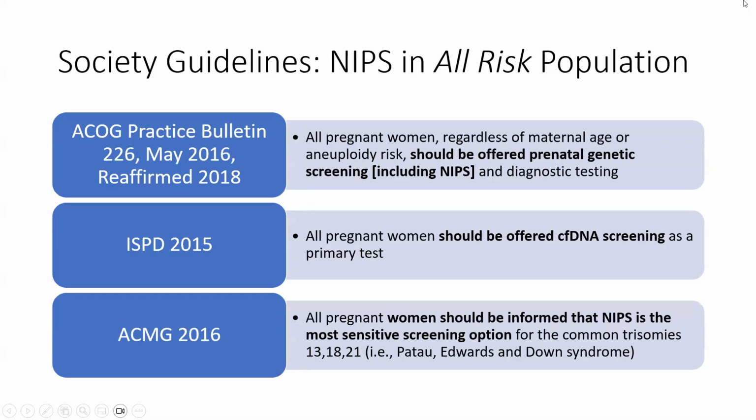As such, many of our society guidelines do recommend that this screening be made available and offered to all women in pregnancy, regardless of their risk. And that is endorsed by the American College of Obstetrics and Gynecology, the International Society for Prenatal Diagnosis, and the American College of Medical Genetics and Genomics.